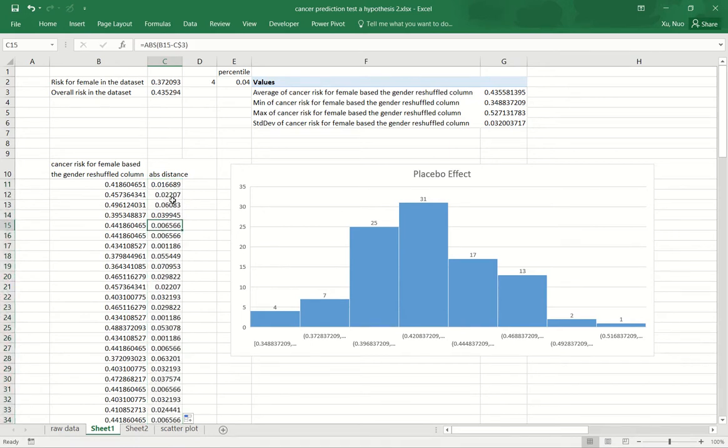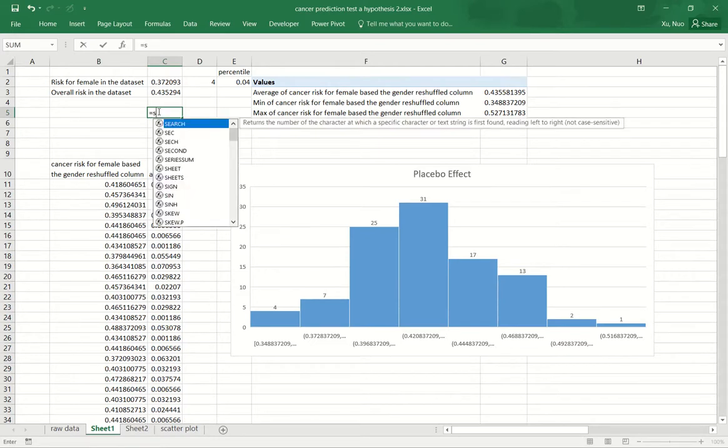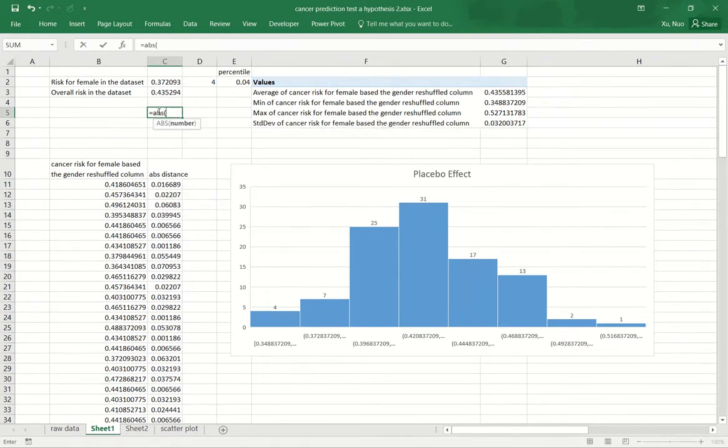Again, this new column shows the distance of each individual placebo run from the average of the whole data set. Again, the smaller the number, the smaller the distance, the more likely it is to happen given gender is not a risk factor. I will also calculate the absolute distance between this number, which is the risk from the data set, and the overall risk.